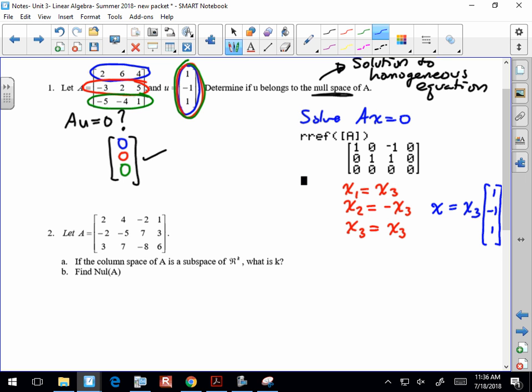Now, we could write this in parametric form. Let X3 equal t, in which case we're looking at a scalar multiple of the vector 1, negative 1, 1, giving us the solutions, basically the null space, for the solutions to the homogeneous equation. So anything that is a scalar multiple of 1, negative 1, 1 will do the job. So if I let X3 equal 1, I get U. So good to go.